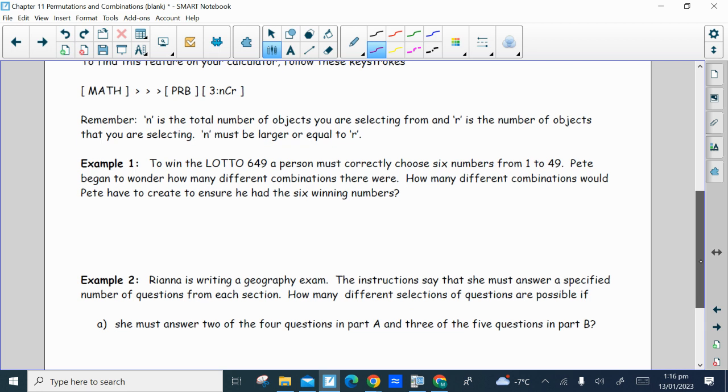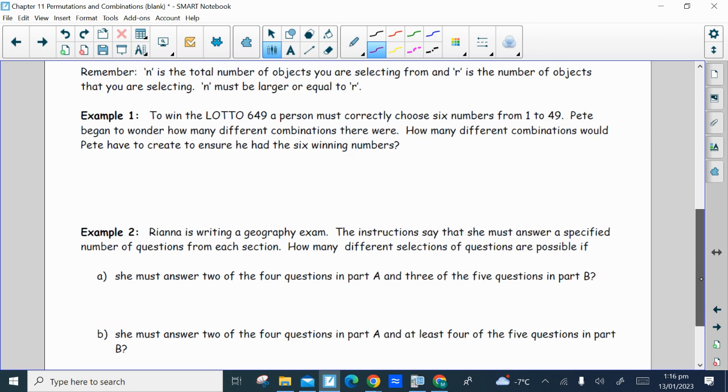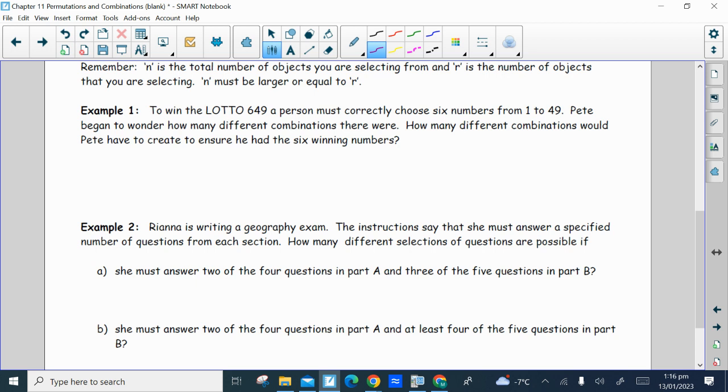And you can find the nCr in the same spot as nPr. Remember, n is the total number of objects we're selecting from. r is the number of objects that we are selecting. n must be larger than or equal to r.